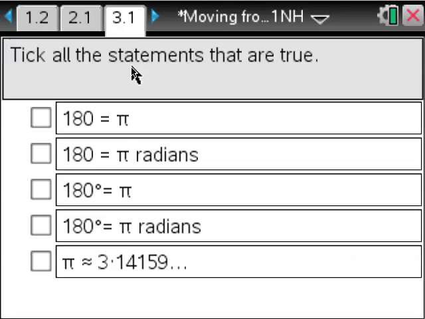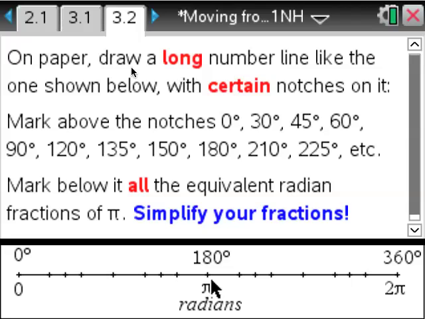On the next page there's a quick self-check quiz. Once they've ticked all the answers, they can press Control and then up on their handheld, and they can see if they got the correct answers. Then the student moves on to doing a task on some paper.